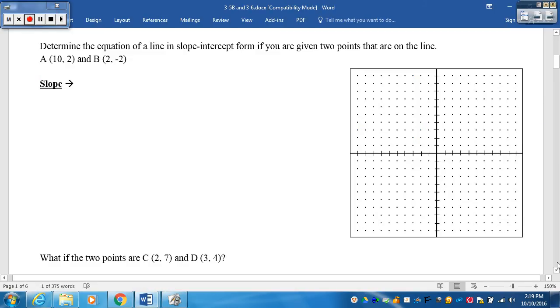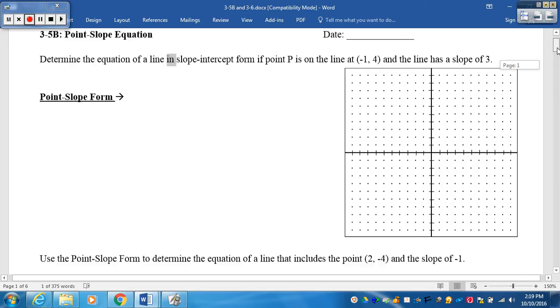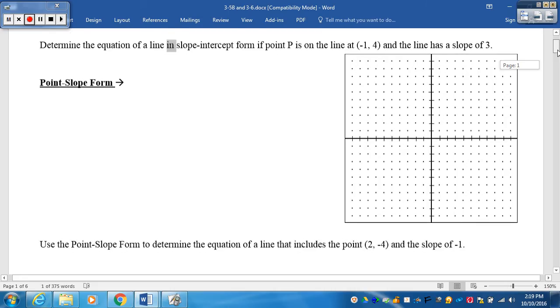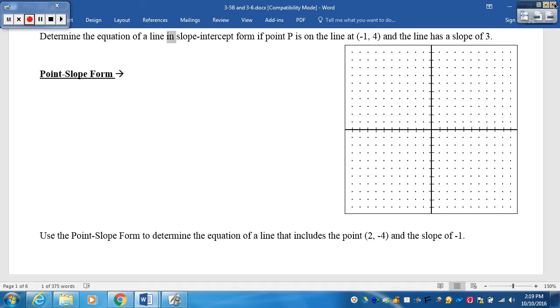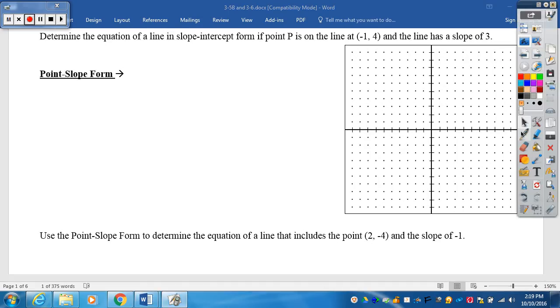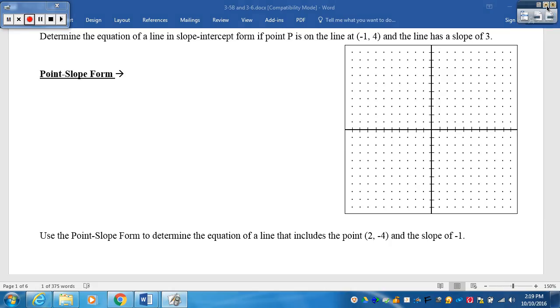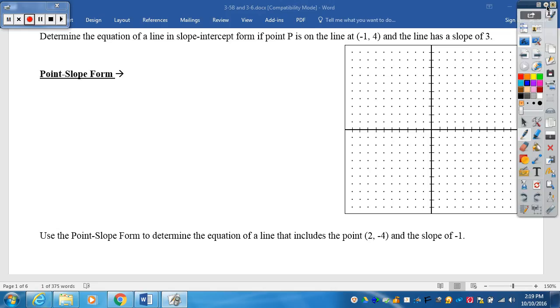Taking a look at what we're going to be looking at today, we are going to be talking about the point slope form, which is kind of an addition to what we talked about yesterday. But before we get going with that, I would like to first take a look at this problem right here. I'm not going to give you any information, and I just want to see if you can figure out the answer to it, okay?